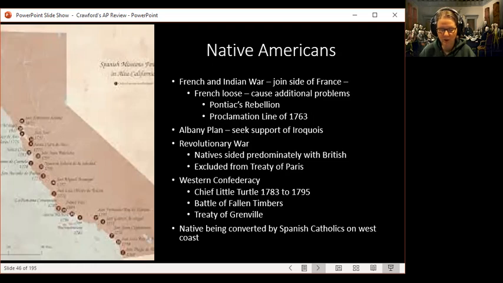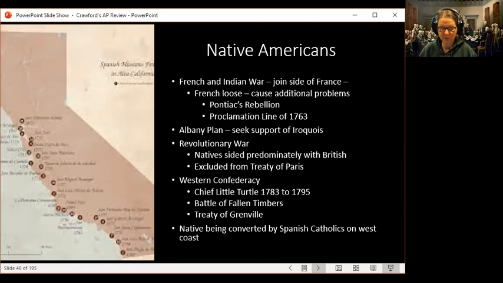Okay. When we see the Albany Plan, when that went through in 1754, we were seeking the support of the Iroquois. The English and the colonies are trying to get their support. Ultimately, they will, and that will be important. We also obviously see what happens with them in the Revolutionary War, the natives siding predominantly with the British, but they are completely excluded from the Treaty of Paris. And then when we see the Western Confederacy, some of the things that happen out west, we see Chief Little Turtle, who will lead a resistance in the Old Northwest against American expansion. We'll see the Battle of Fallen Timbers, where this resistance is crushed, and it ends with the Treaty of Greenville.